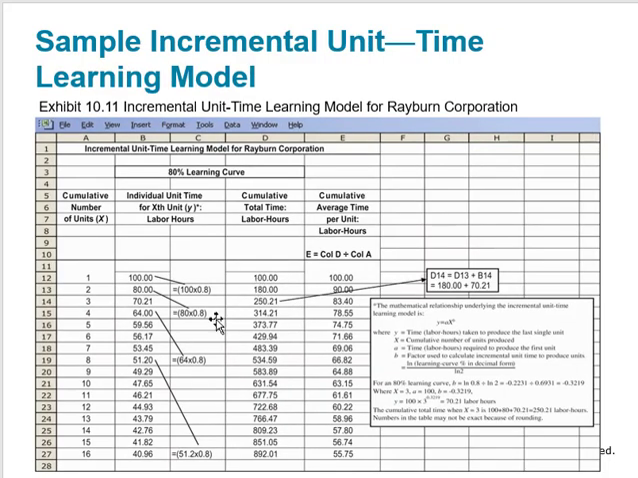And in this example, an incremental unit time learning model, the incremental time needed to produce the last unit declines by a constant percentage each time the cumulative quantity of units produced doubles. So with this model, the 80% means that when the quantity of units produced is doubled from X to 2X, the time needed to produce the corresponding unit is 80% of the time to produce the first unit. So let's see an example of that.